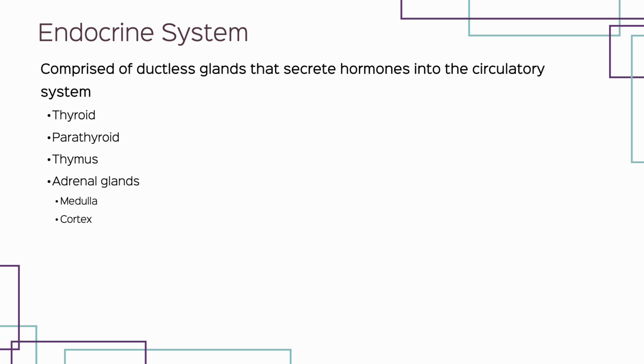The adrenal or suprarenal glands will lie on the superior end of each kidney. Their function is completely separate from the kidneys, and you have two distinct parts. You have the outer cortex and the inner medulla. The adrenal medulla will secrete epinephrine and norepinephrine, which are collectively called our catecholamines, into the bloodstream. These are also sometimes called our fight or flight hormones.